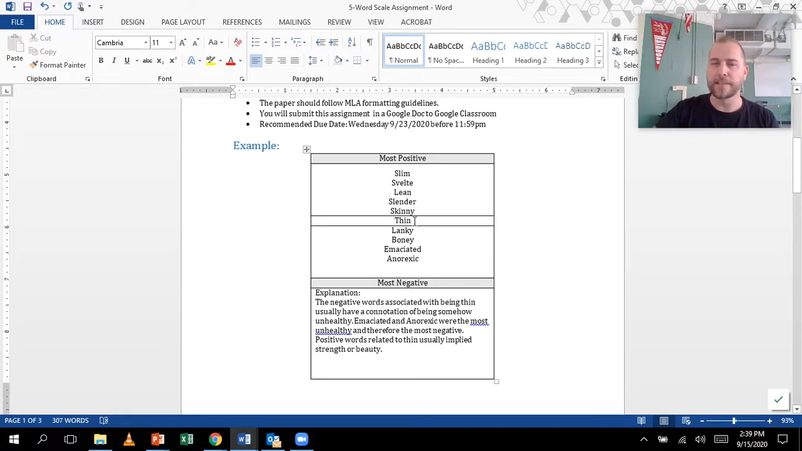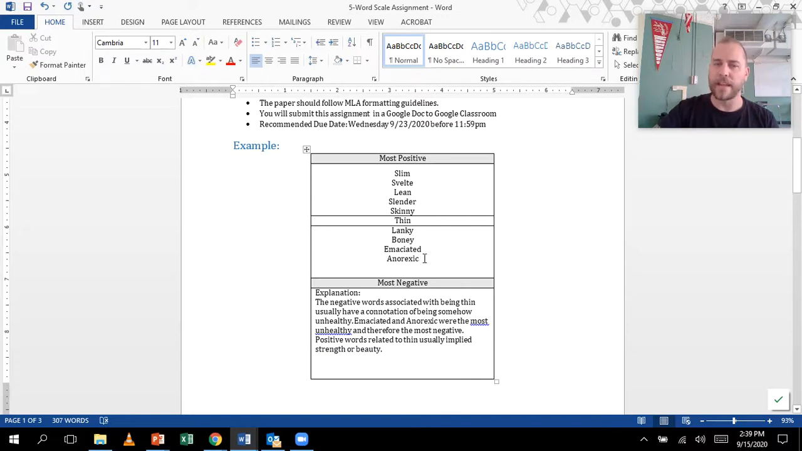Going up more positive from thin, well, skinny is slightly more positive. Slender is more positive than that. Lean is even more positive. Svelte is even more positive. And slim, I think, is the most positive version of that word. But going in the other direction for thin: lanky, bony, emaciated, and anorexic.